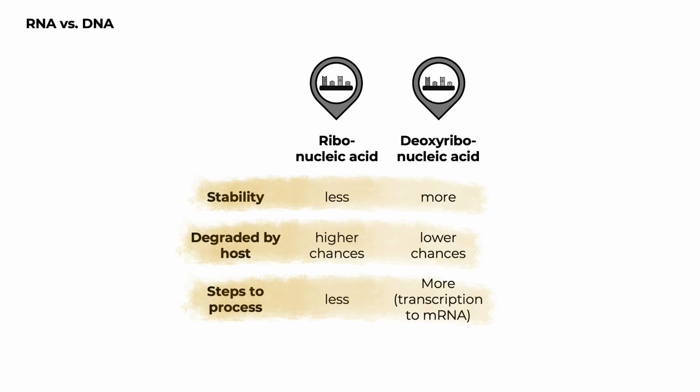With that being said, since RNA can be used to produce proteins immediately, the steps to process RNA will be significantly fewer than those of DNA genetic materials, as DNA needs to first be transcribed into RNA before it can be used to produce proteins.